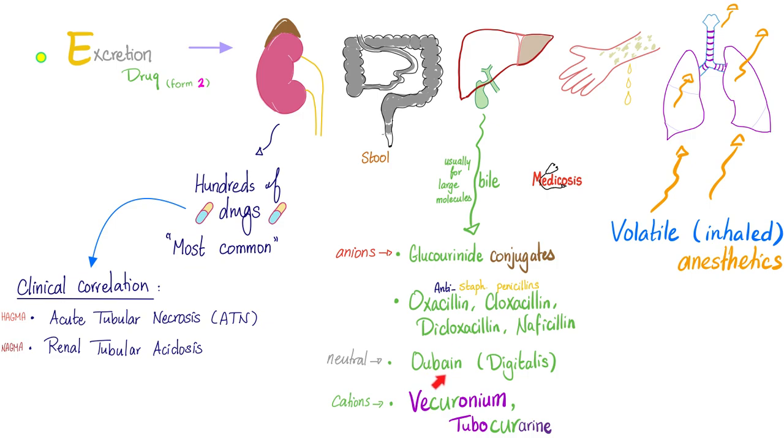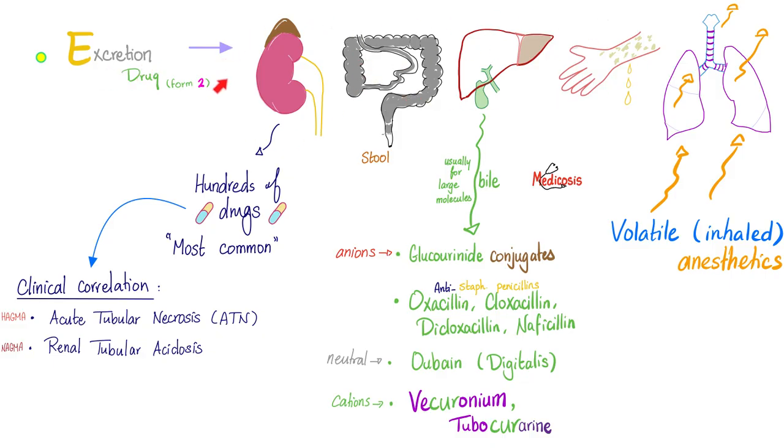Neutral, such as ouabain, which is part of digitalis. Digitalis, the famous heart medication, is not just one drug, it's a family of drugs. And this digitalis family has 3 drugs: digoxin, digitoxin, and ouabain. How about the positive charges? Vecuronium, tubocurarine, anything that has curare in it. These are the different routes of elimination.